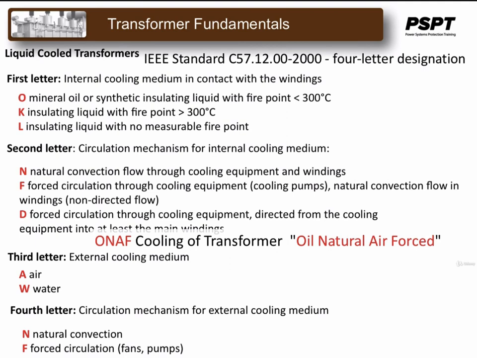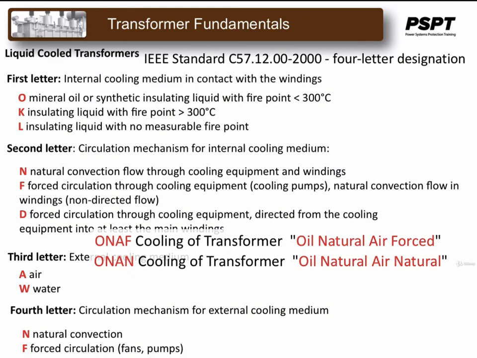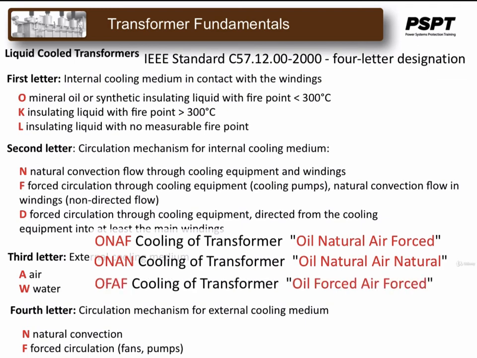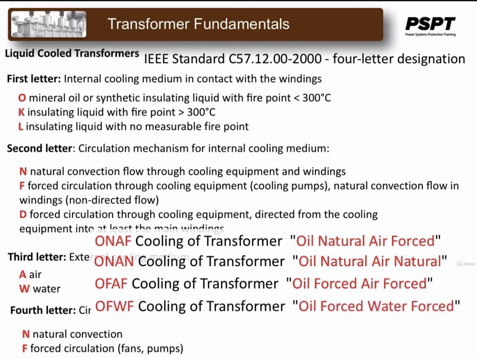Here's an example of what you might find stamped on a transformer, ONAF, which stands for oil, natural, air, forced. ONAN stands for oil, natural, air, natural. And OFAF cooling of transformers stands for oil forced, air forced, and OFWF stands for oil forced, water forced.